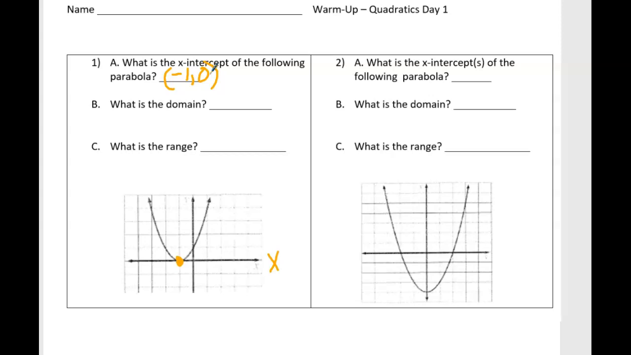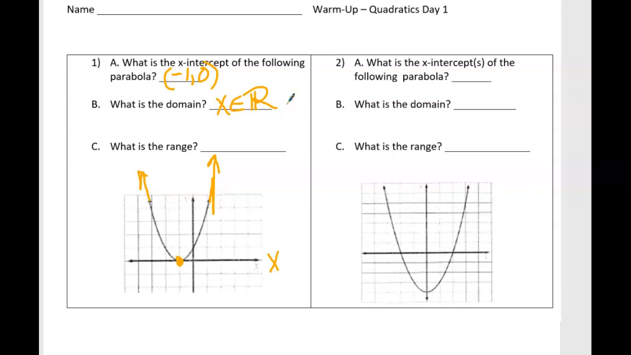So sometimes we have one x-intercept, sometimes we have two, and sometimes we don't have any, okay? Now remember the domain. The domain would be your x values, okay? So your x values in this case could be anything, because this graph is going on and on and on forever. So your x's could be any value. It's going to continue on. So you're going to say that x is an element of the real number set, or all real numbers, okay? So that's how we can write that, or x is all real numbers.